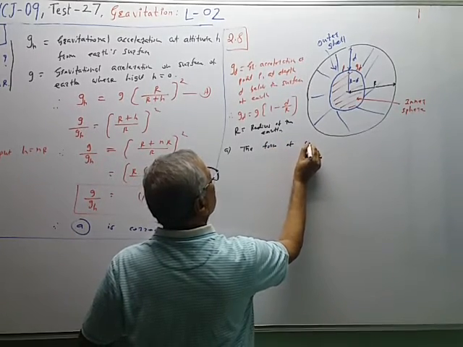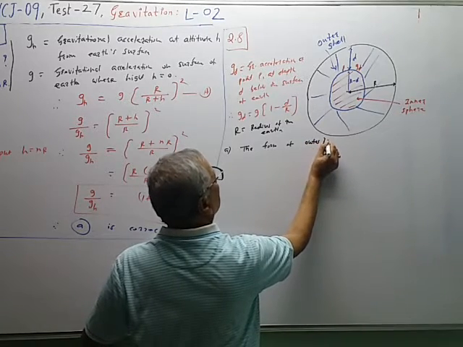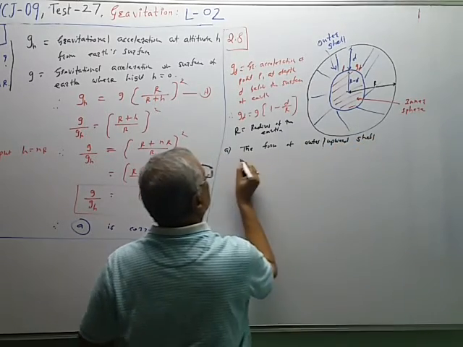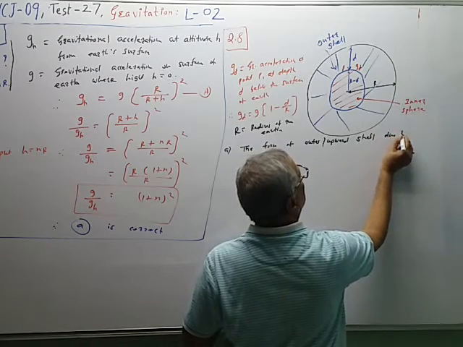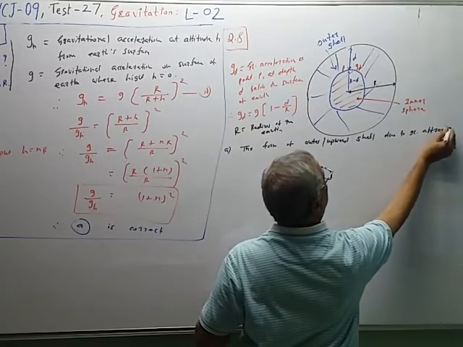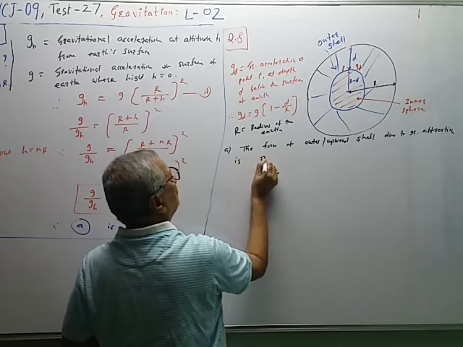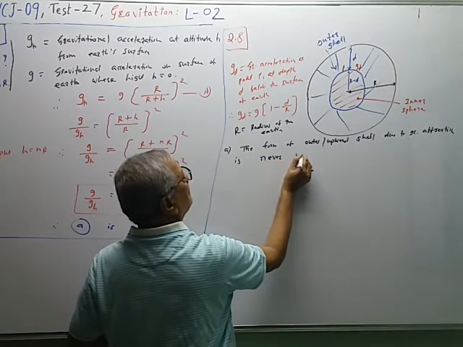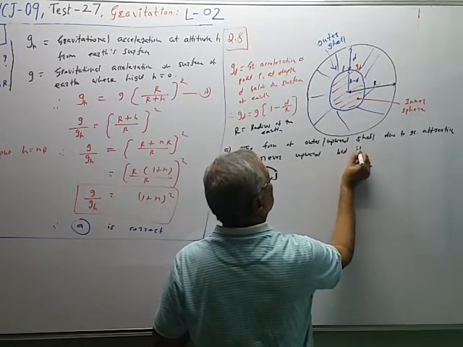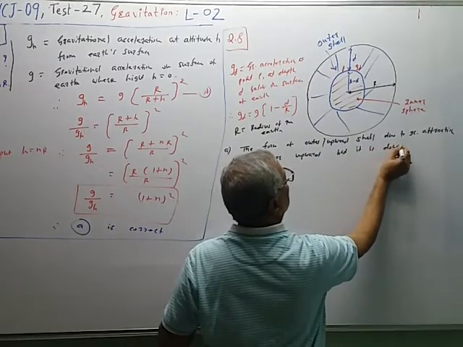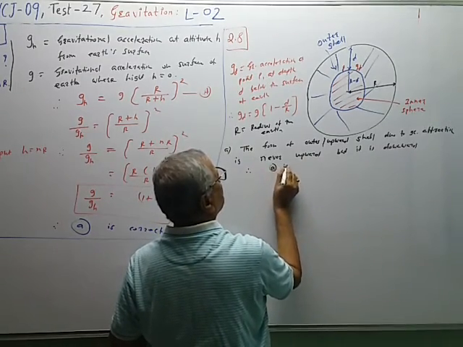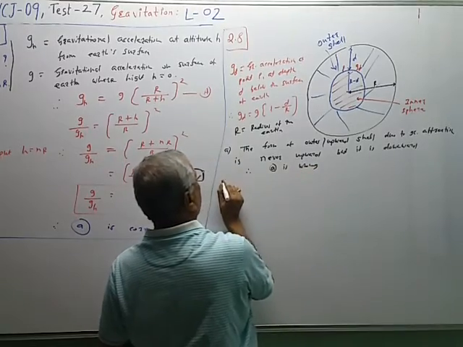The force of the outer shell, or upward shell, due to the gravitational attraction is never upward, but it is downward. Therefore, A is wrong.